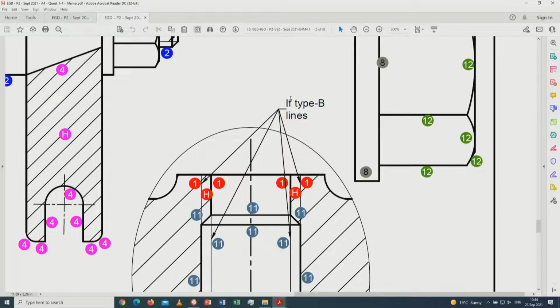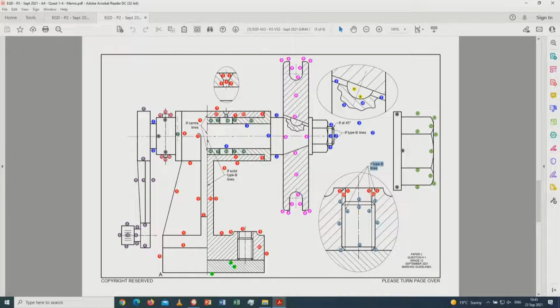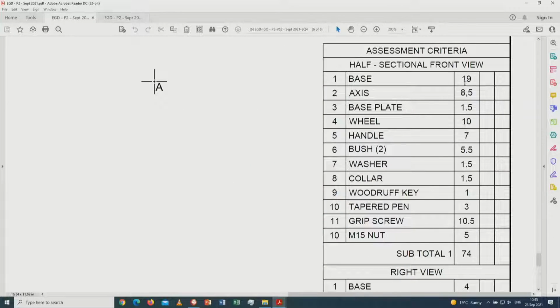If it's not type B lines, of course, he will lose the mark there and he will lose the mark for that part. Unfortunately, that's the way the examiner is marking it. So therefore, we have to stick to that. And that gives you the total for the base point over here of 19. That was 38 marks being divided.